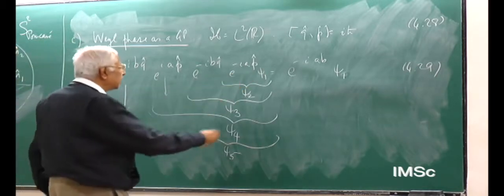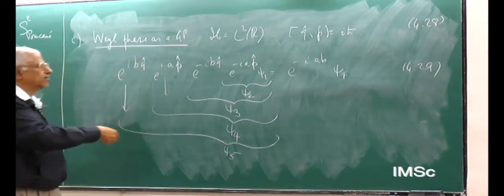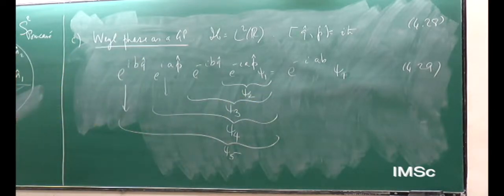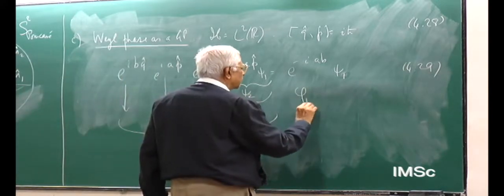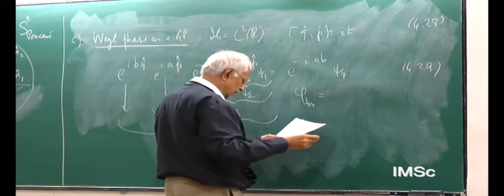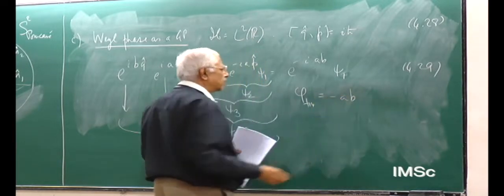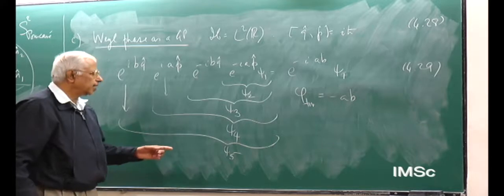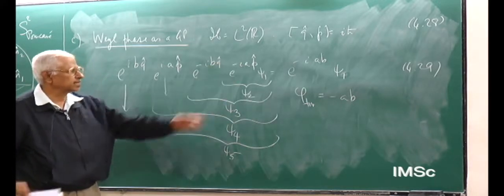And so you can see, now you can ask for this evolution, which is obviously closed at the level of ray space, you can ask what is the geometric phase. And you will see very quickly, I will leave it as an exercise for you. The total phase is trivial. It is the phase of the inner product of psi 1 with psi 5, and that is minus AB.